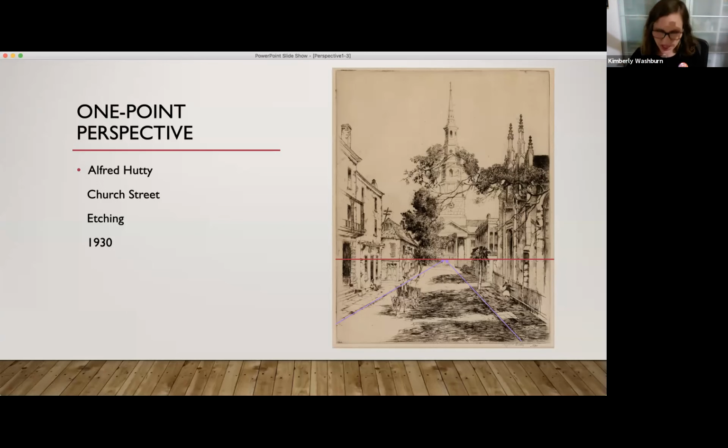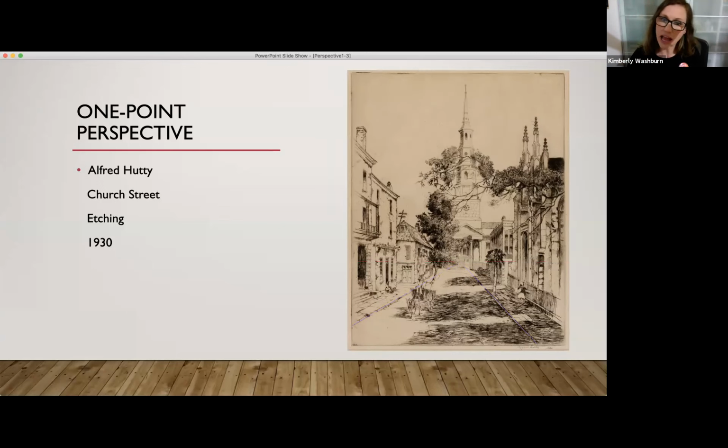So let's take a look at the same etching without those lines. So here we can look at the street, and it looks like the street is getting smaller as it gets farther away from us. You can see how the things farther away look smaller. And that's what perspective drawing helps us do. Let's look at another example that's a painting.